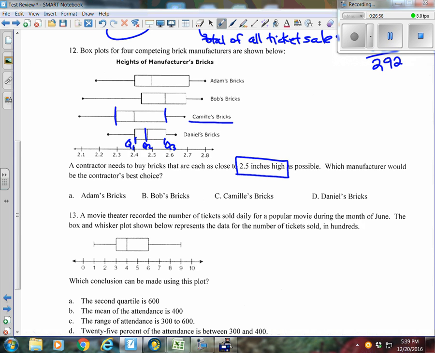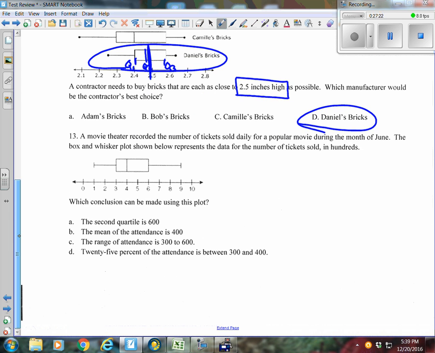Whoever Camille is, when Camille's bricks and Adam's bricks are being made, looks like there's a wide variety. That could be almost an inch or so difference between the size of the bricks. That makes it really hard to put them together. So if I want them as close to 2.5 as possible, it looks like Daniel's bricks are as close to 2.5 with not as much variability. So Daniel's bricks are the best that I would buy if I was looking for the criteria of having 2.5 inches as close as possible.